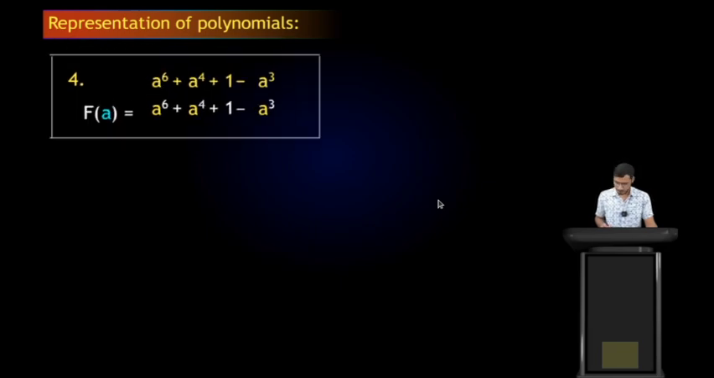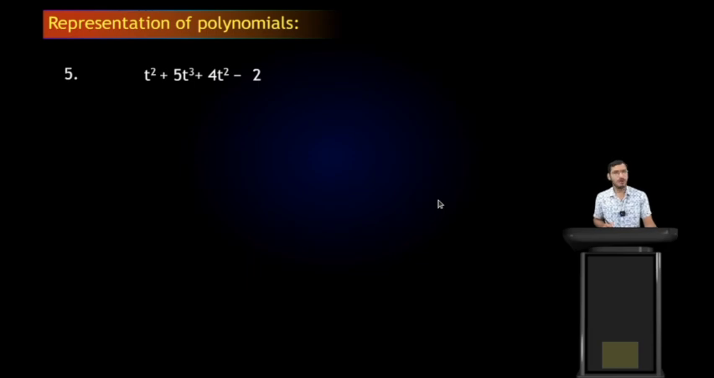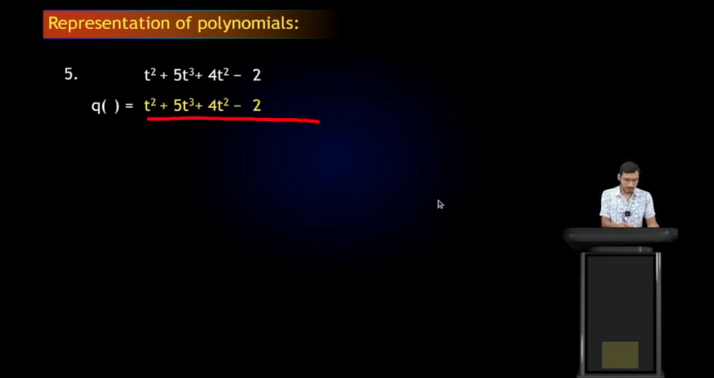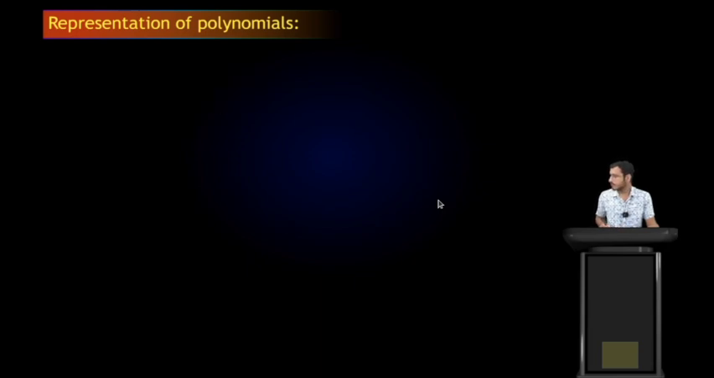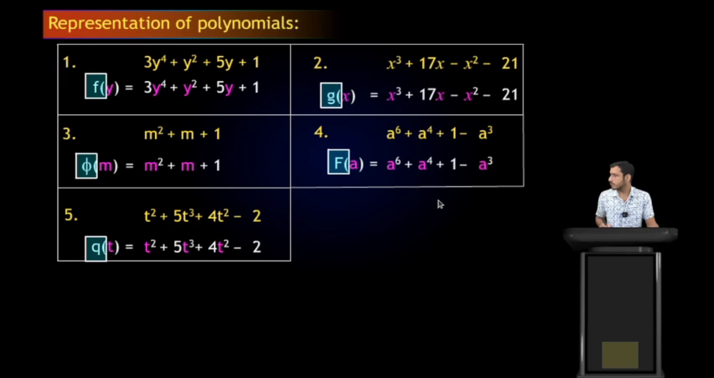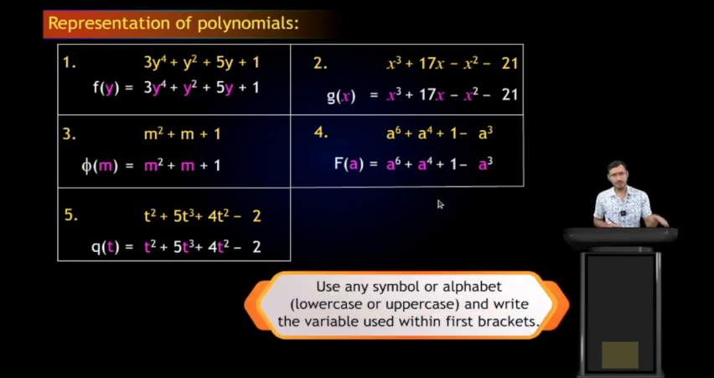So it's a representation of polynomials: t square plus 5t cube plus 4t square minus 2. So we can write q(t). t means the variable of the polynomial is t here, and that is a one variable polynomial. We can write any name: f, g, phi, q. Use any symbol or alphabet, lowercase or uppercase, and write the variable used within the brackets.